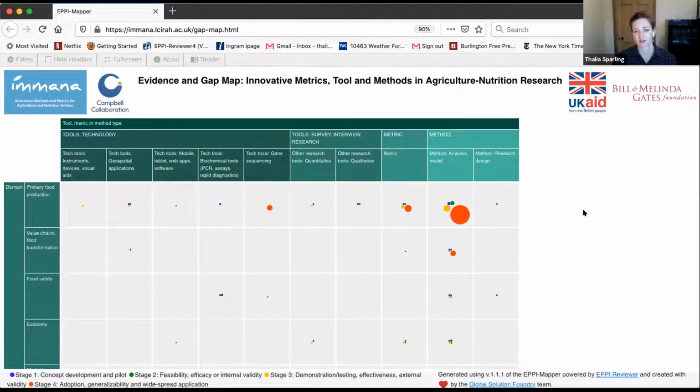Metrics are sort of discrete. So this is indices and measures here in metrics, and then other types of methods, which often is types of analyses and models. And then there's also a research design category.